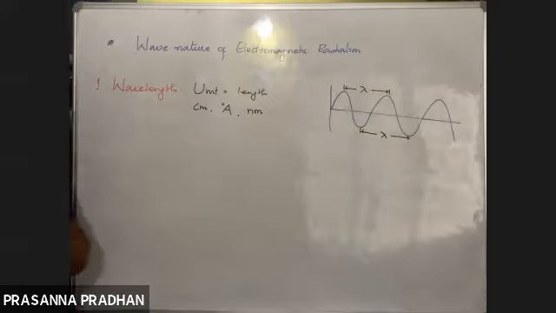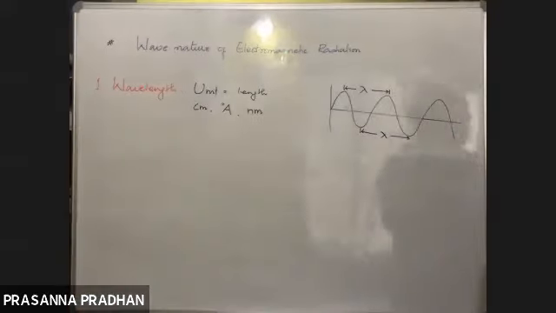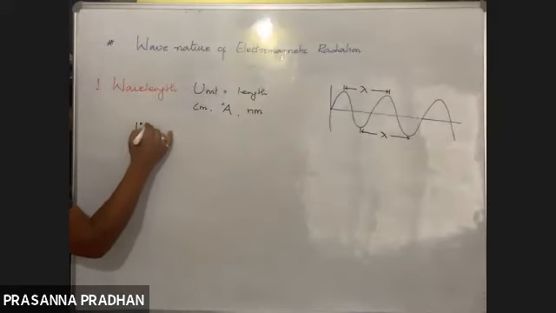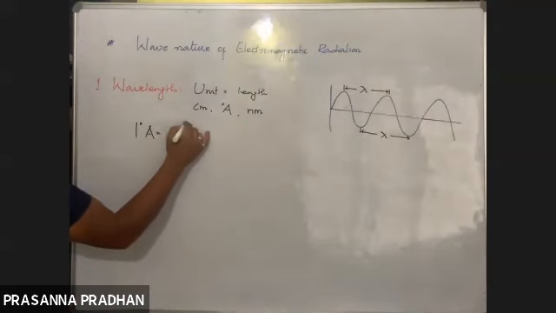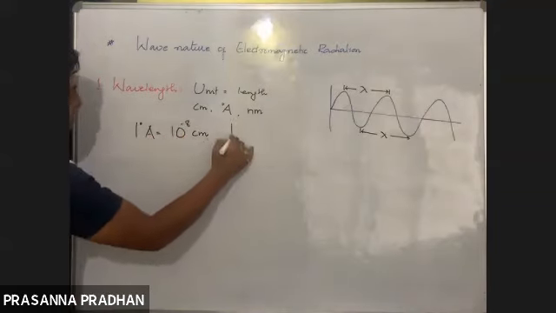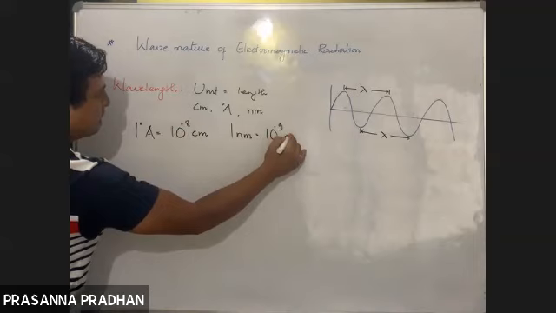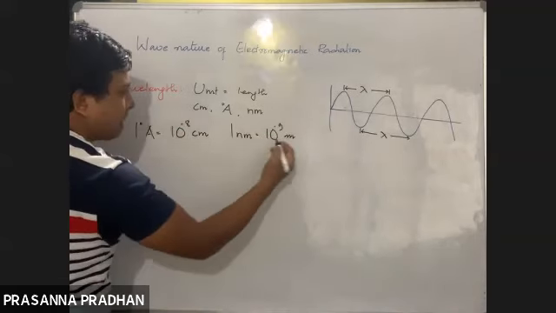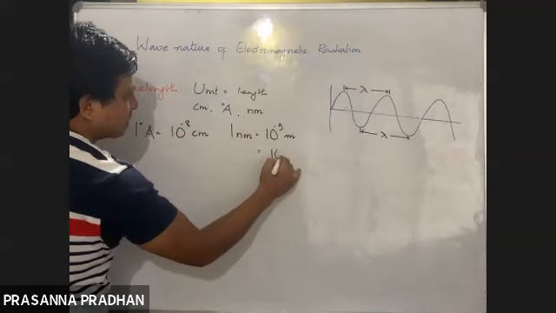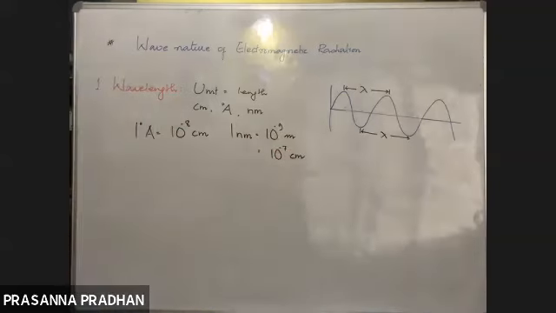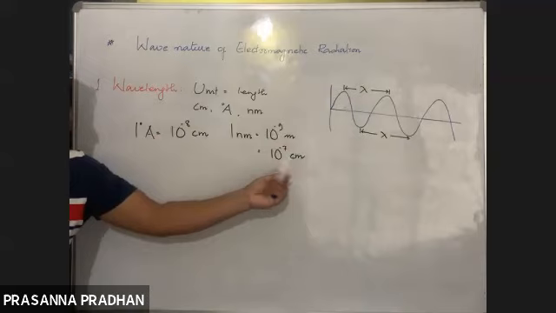And 1 Angstrom is equal to how many centimeter, by the way? We know this dimension. 1 Angstrom is 10 to the power minus 8 centimeter. 1 nanometer means nano, so 10 to the power minus 9 meter. If you convert meter into centimeter, you have to multiply by 100, so this comes out to be 10 to the power minus 7 centimeter.